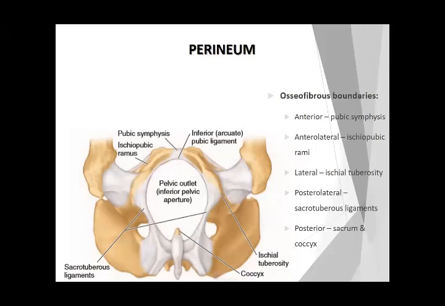I repeat once again, anteriormost is the pubic symphysis. Anterolaterally, one on either side, is the ischiopubic ramus. Laterally, we have the ischial tuberosities. Posterolaterally, the sacrotuberous ligament. And posteriorly, you have the coccyx and the lowermost part of the sacrum.